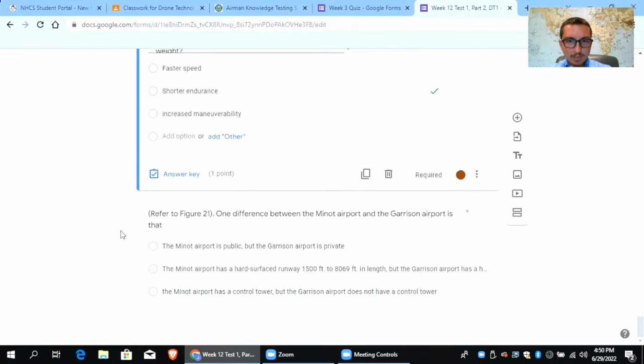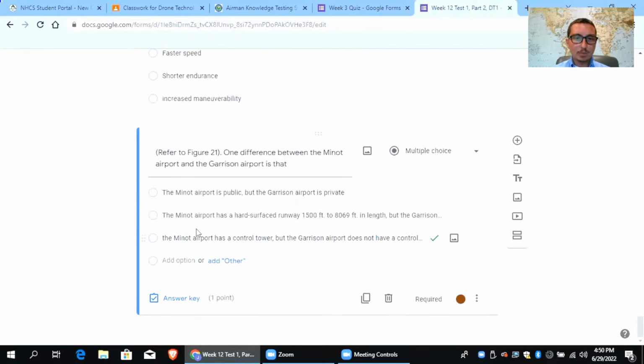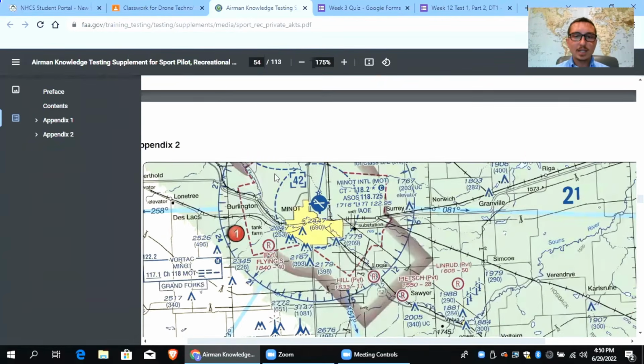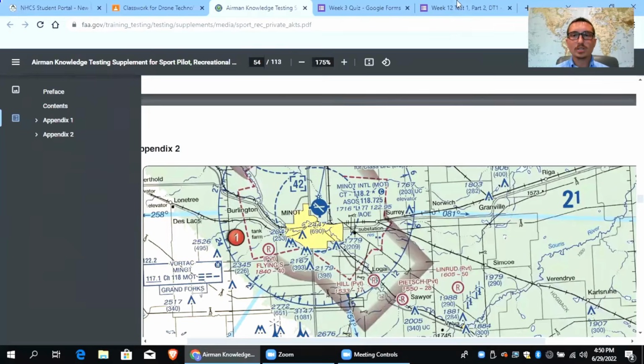One difference between the Minto Airport and the Garrison Airport is the Minto Airport is public, the Garrison Airport is private. The Minto Airport has a hard surface area. The Minto Airport has a control tower, but the Garrison Airport does not have a control tower. And that's the correct answer. How do I know that? The Garrison Airport is in magenta and the Minto Airport is blue. So therefore it has a control tower.